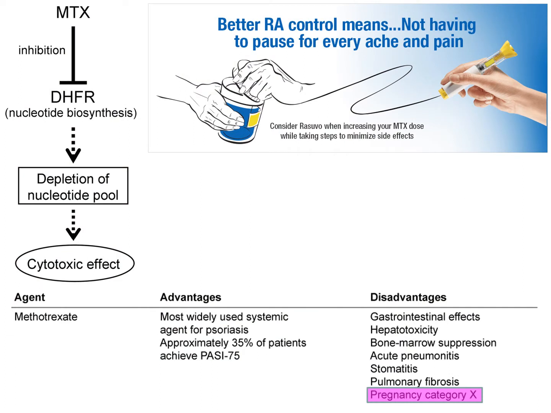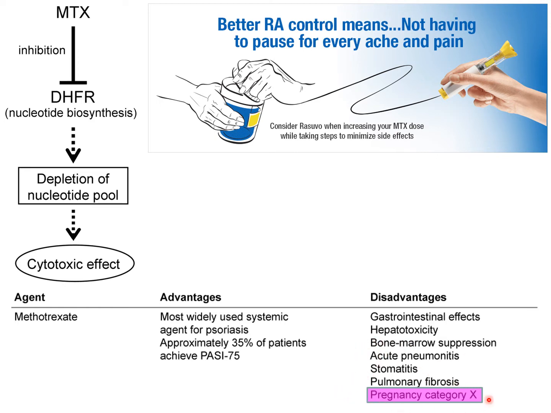So here are some of the advantages. It's very systemic. It can be used for any number of autoimmune disorders like psoriasis, SLE, etc. But again, where you're going to see the disadvantage is because it's a general cytotoxic effect, you're depleting nucleotides, so dividing cells are going to be affected. GI, rapidly dividing cells. Liver has dividing cells. Bone marrow, pneumonitis, I don't know, that may be just because of the immune suppression.